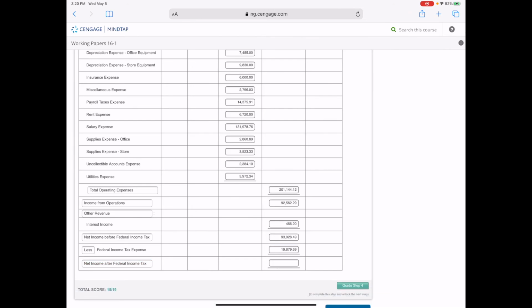So it's our net income after our federal income tax. So we take our net income before federal income tax minus our federal income tax, and we come up with $73,148.80. And most businesses like to see the income before and after federal income tax.